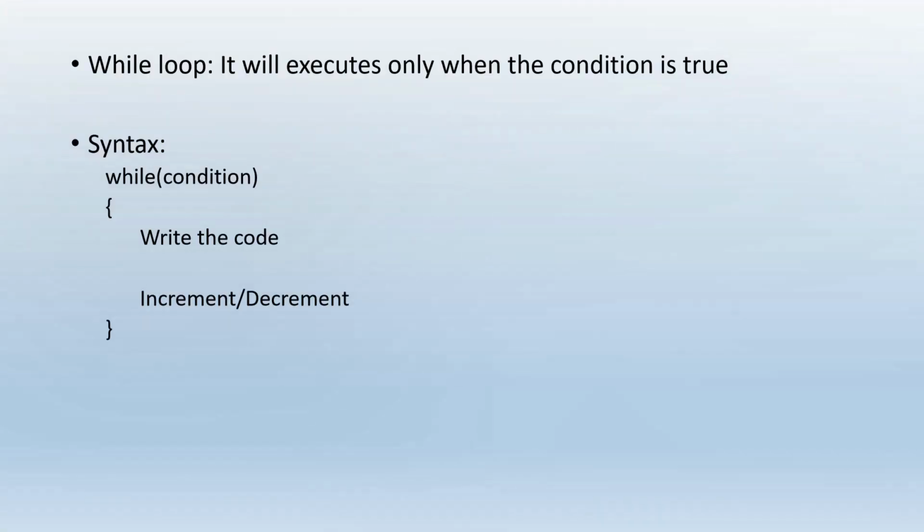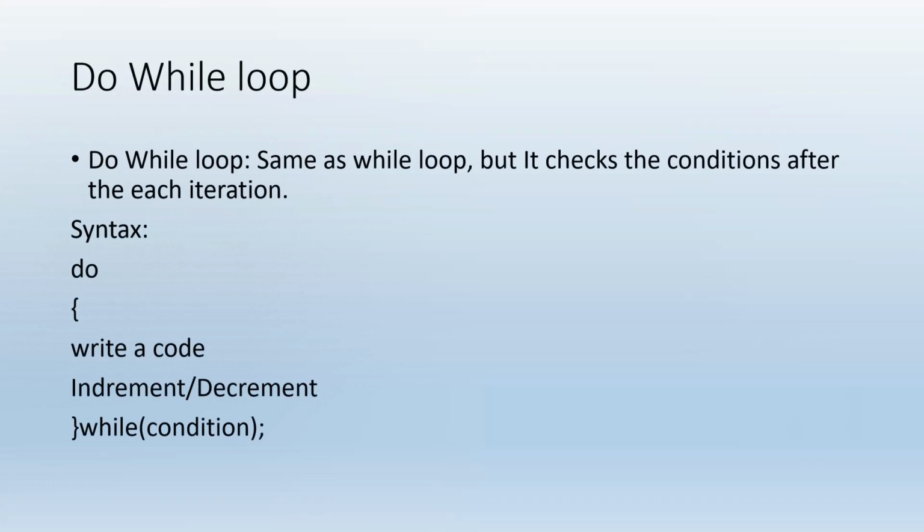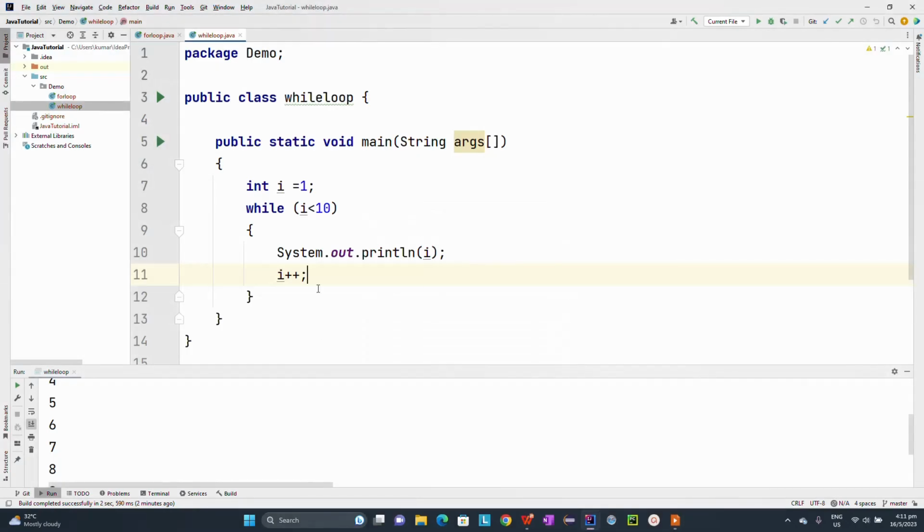Whereas the do while loop is the same as a while loop, but the one difference is that it checks the condition after each iteration. So even if the condition is not satisfied, the statement will be printed at least once. We can see this in the code.